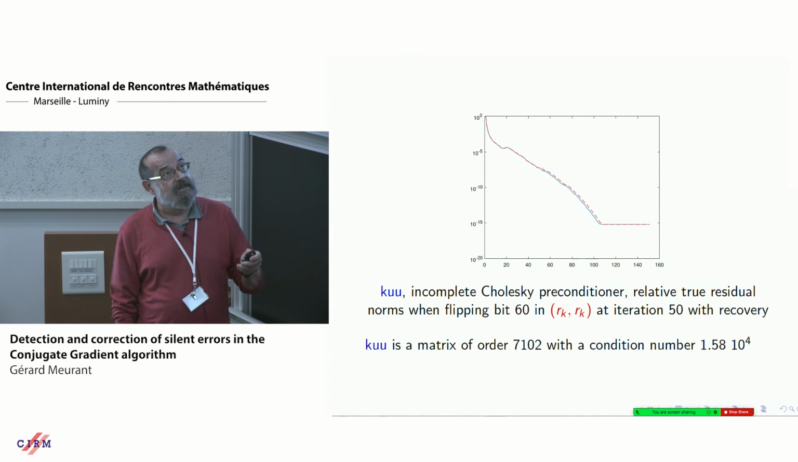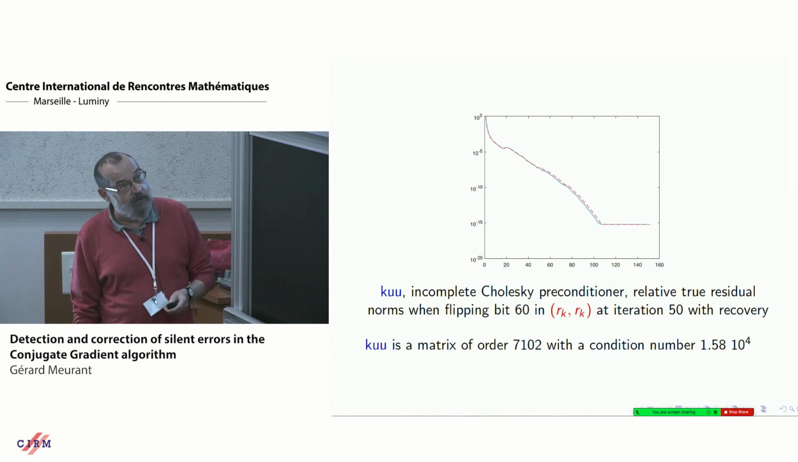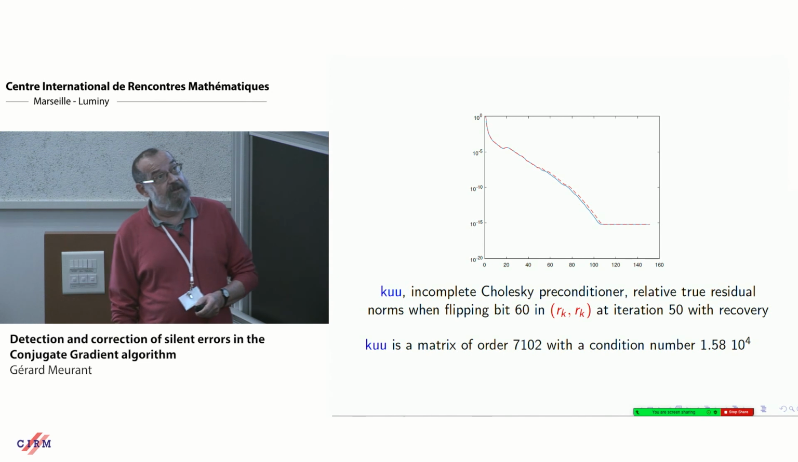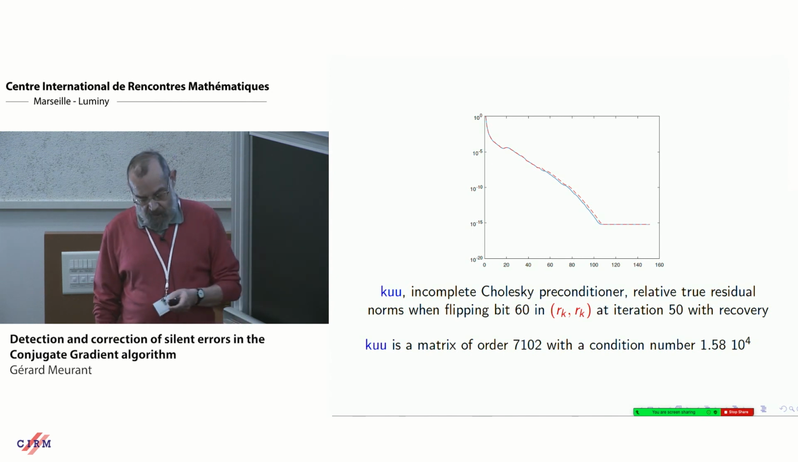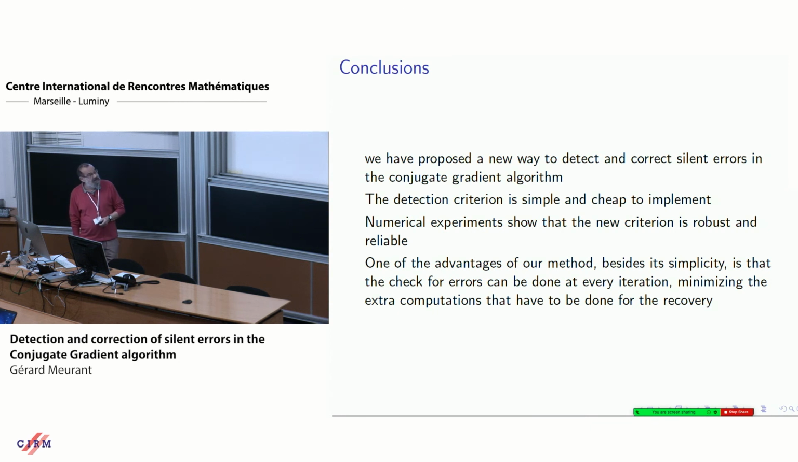And you can see the relative residual norms. I'm flipping a bit, and actually it's in RKZK. That's a typo. At iteration 15, I applied a recovery procedure, and we can see that it's working nicely also. Okay, so this method seems to work to detect silent errors in CG, to correct them.